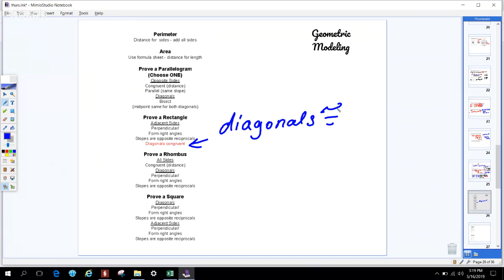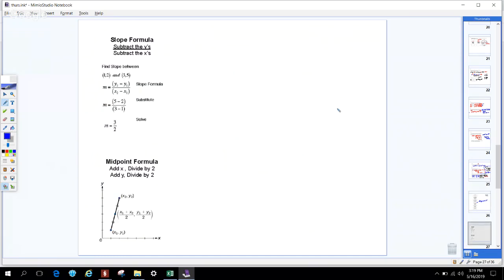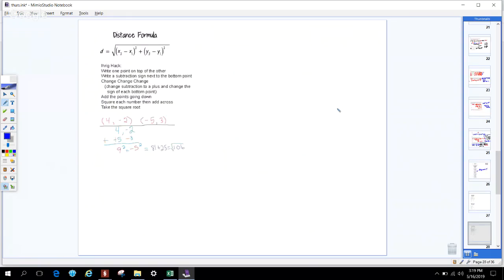Okay, we are almost done. You're doing fantastic. Please be patient. Slope formula, we just went over, subtract the y's, subtract the x's. Midpoint formula we talked about already, add the x's, divide by 2, add the y's, divide by 2. Distance formula I already showed you too, so that shouldn't be new.